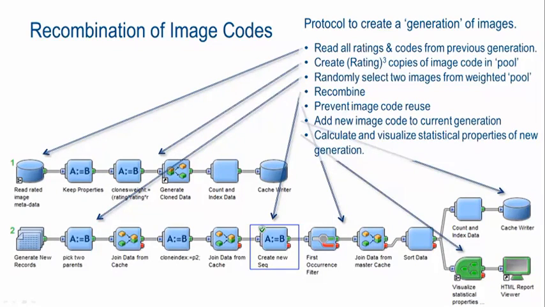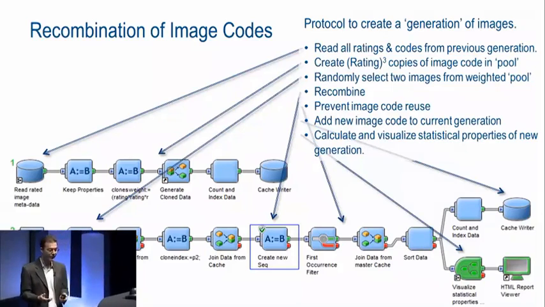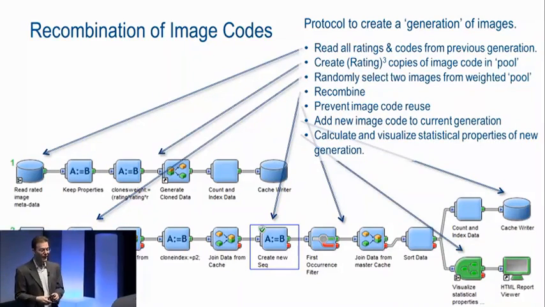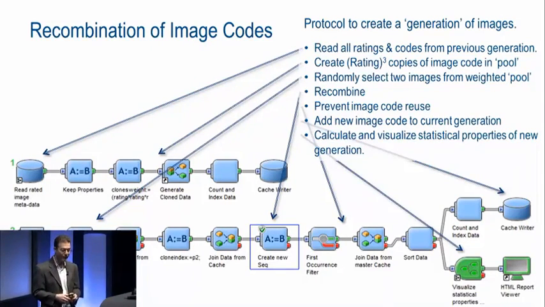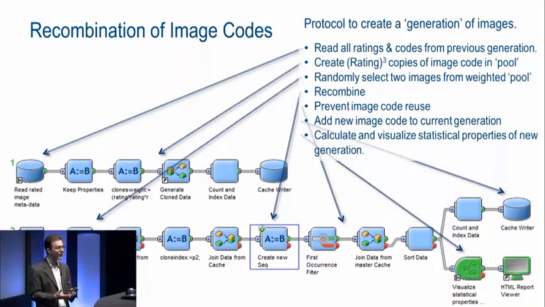And then in pipeline number 2 here, we generate however many records we want to create new images, and we pick 2 parents. Here's where we do some random operations, but just to pick the parents from the pool, right? So they're weighted, and we just pick one image or one pair of images from the pool. We get the sequences for those 2 images in the 2 join operations, and then we put them together to make a new sequence. And I'll show a bit about how that's done in a second.